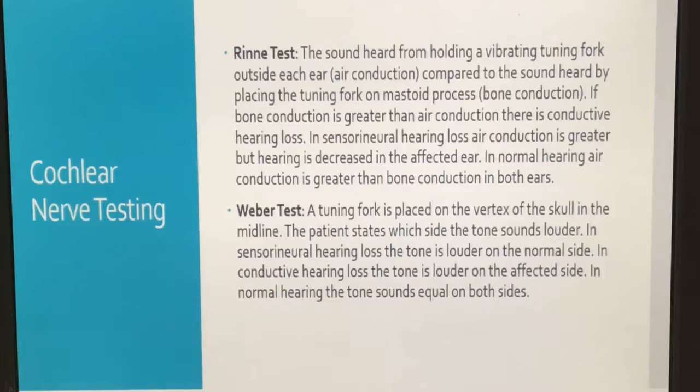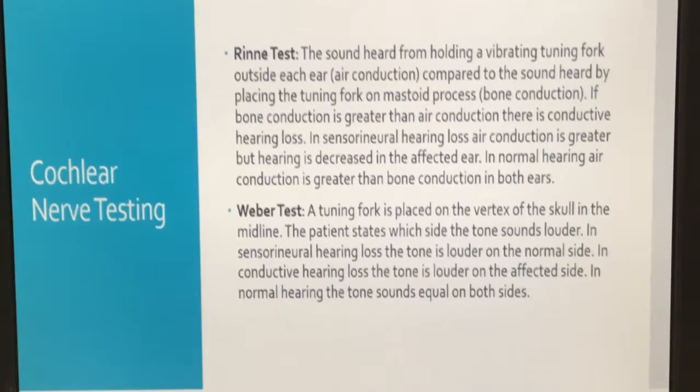For the cochlear nerve testing, we looked at two tests. The first one is the Rinne test. The sound heard from holding a vibrating tuning fork outside each ear, which is considered air conduction, is compared to the sound heard by placing the tuning fork on the mastoid process, which is considered bone conduction. If bone conduction is greater than air conduction, there is a conductive hearing loss.